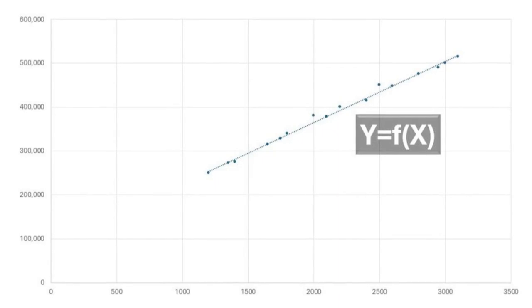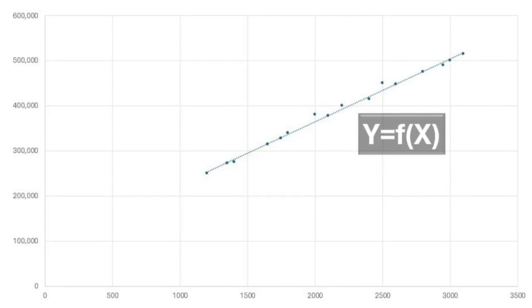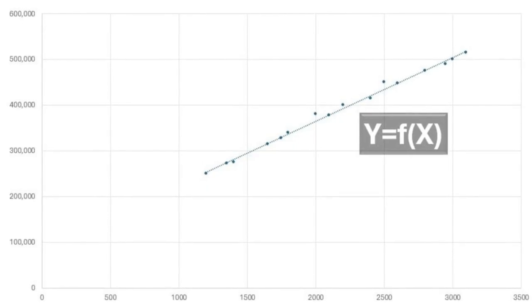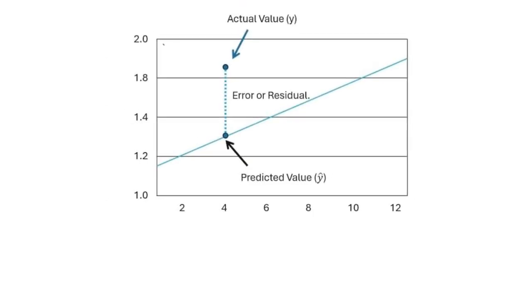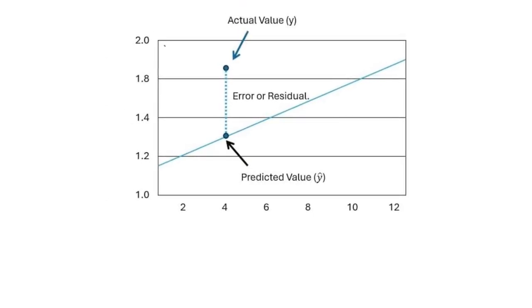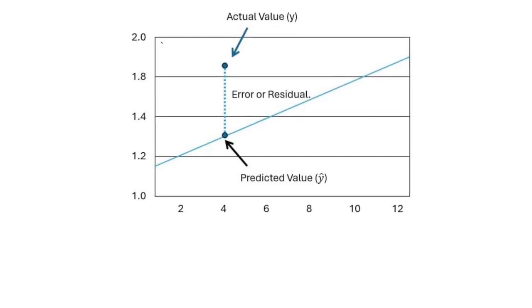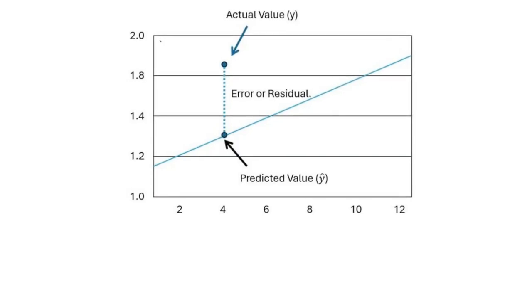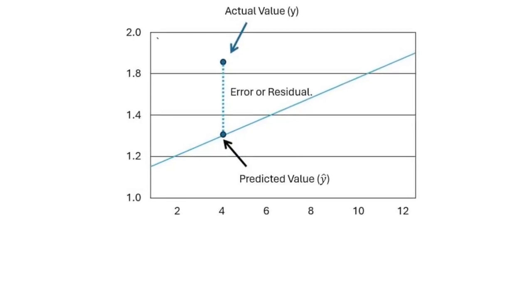The next logical question is, how accurate is this prediction? This leads to the next step of the process, evaluating the model. You input the features X to generate a predicted value Y hat. By comparing this prediction to the known actual value Y, you can determine the model's accuracy. The difference between the predicted value and the actual value is called the error or residual.